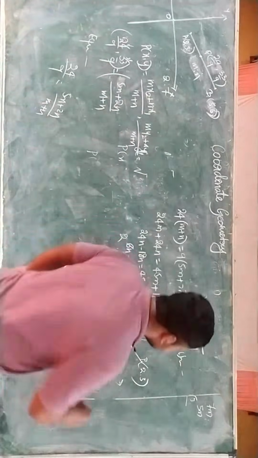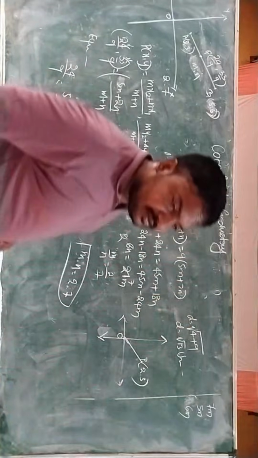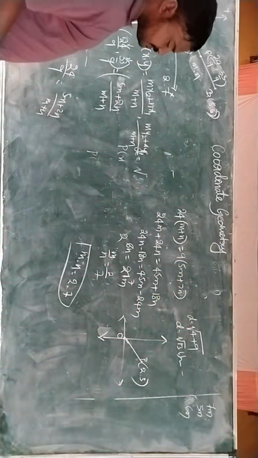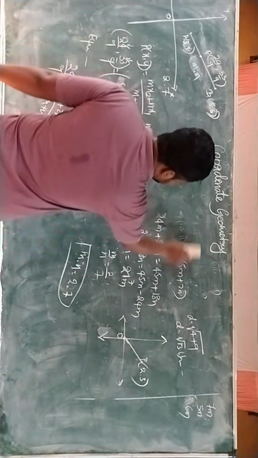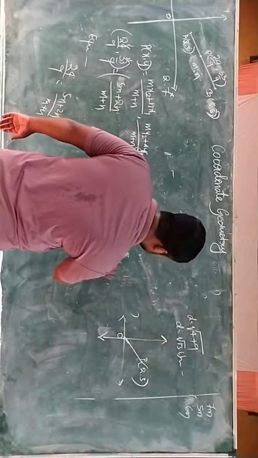I said 6 or 7. Sometimes 7. 6 or 7. So next chapter, circles. So any doubts in this chapter? No. That trisection means what?